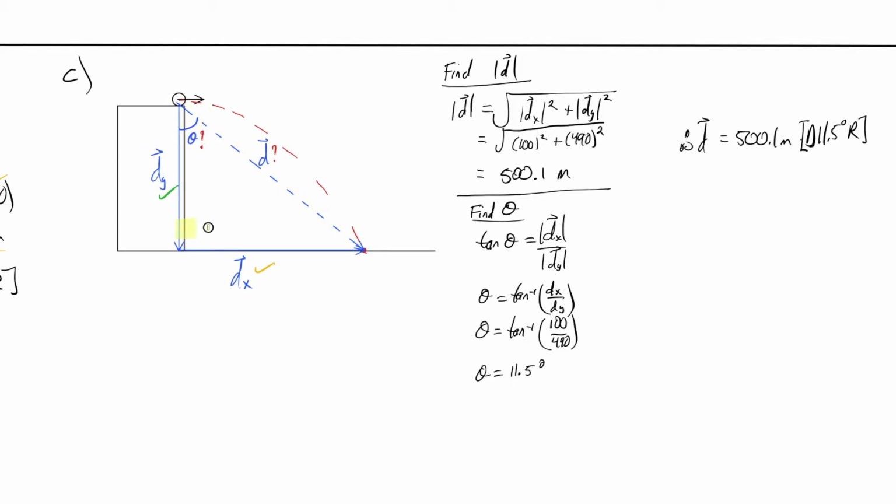Well, since this is a right angle triangle, let's try that again. There we go. Since this is a right angle triangle, we can just simply use Pythagorean theorem, and we can use the primary trig ratios, specifically tan, to figure that out. So substituting our values in, we get approximately 500.1 meters as the magnitude of our displacement, and using the tan function, tan theta is equal to the magnitude of dx, because that's the opposite side, over the magnitude of dy, because that's the adjacent, and we get approximately 11.5 degrees. So the displacement would be 500.1 meters down 11.5 degrees to the right.